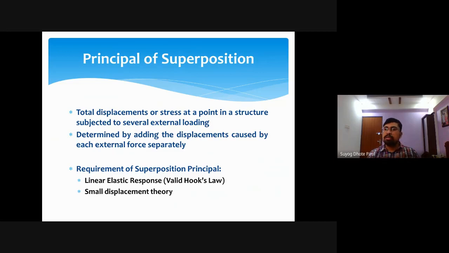There are two basic conditions for that. It works within Hooke's law, meaning linear elastic response, where strain is directly proportional to stress. And the small displacement theory, meaning the assumption that after application of load there is no significant geometrical change. The theory is dependent on these basic assumptions.